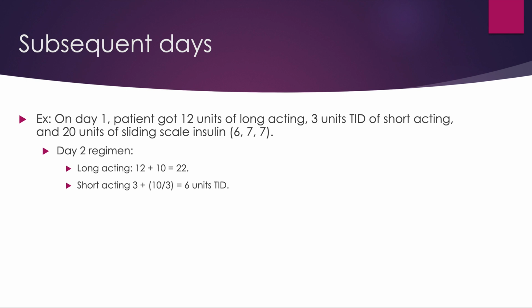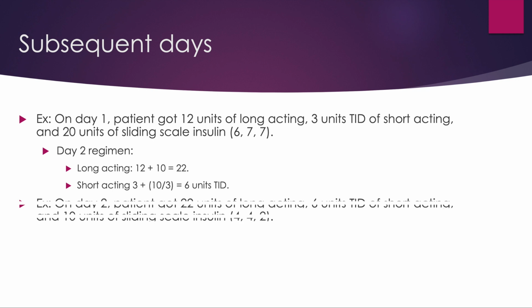Let me repeat one more time. The patient receives 20 units of sliding scale insulin. Half of that you add on to the long-acting insulin. The patient was already getting 12 units of long-acting insulin, and you add half of 20, or 10, on top of 12, so the patient gets 22 units of long-acting insulin. And for the short-acting insulin, half of 20 is 10. You divide 10 by 3, you can round that up to 3, and the patient was previously getting 3 units TID, and you add 3 to 3, you get 6, so 6 units TID.